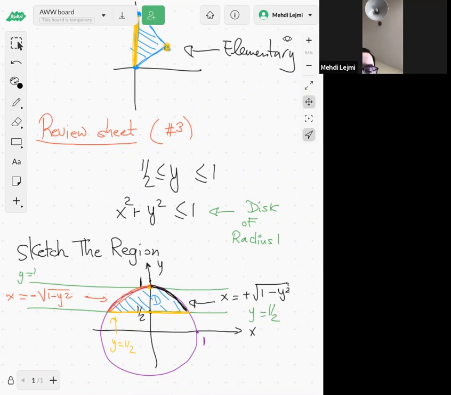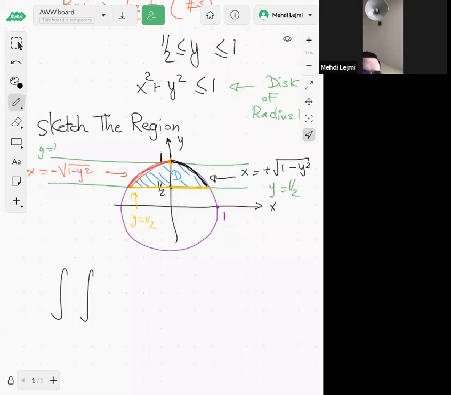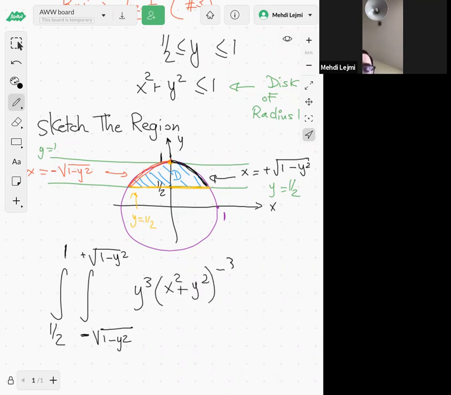So if you want to write this in terms of the bounds, you're going to have half here, 1 here, minus square root of 1 minus y squared and plus square root of 1 minus y squared. And then you have this y cubed, x squared plus y squared to the negative 3/2, and then dx dy. Now, how do we integrate such a thing?